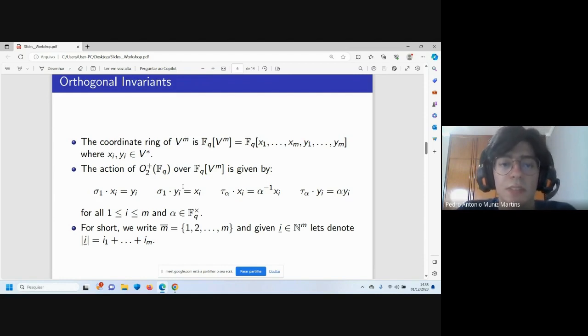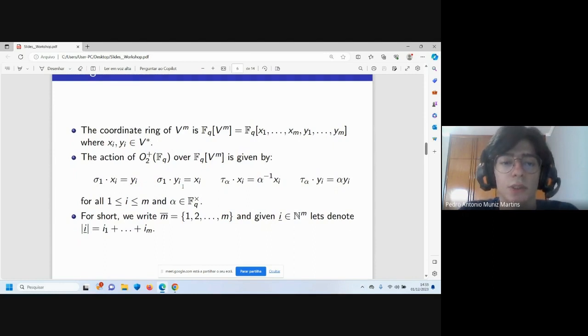For short, let's make a few definitions here to simplify the result above. We write m-dash for the set of numbers going from 1 to m, and we pick an I-dash, a tuple with m elements, and we denote the norm of I-dash as the sum of every entry of our tuple.